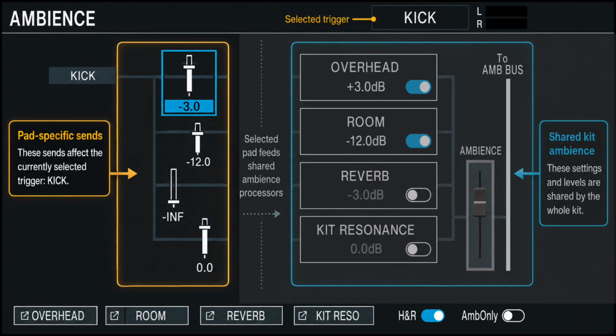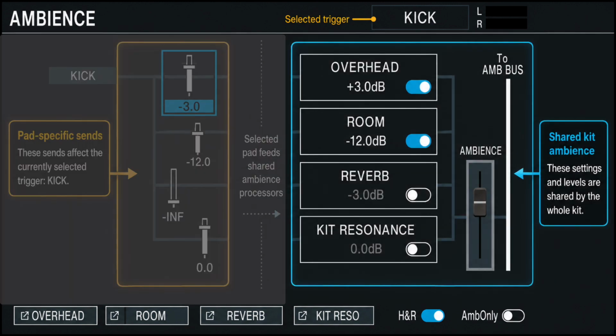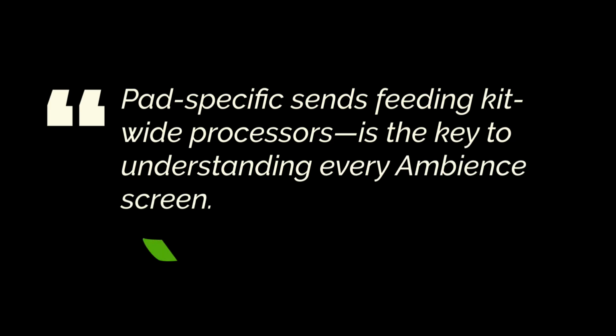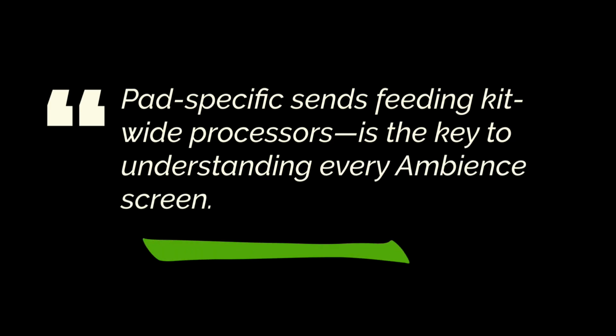So to repeat, the left side answers how much of the currently selected pad should be sent into each ambience processor, and the right side answers how is that shared ambience processor configured and how loud is its result for the entire kit. That distinction, pad-specific sends feeding kit-wide processors, is the key to understanding every ambience screen.